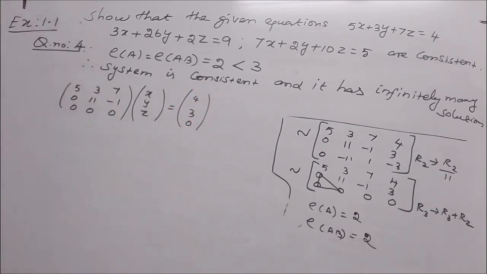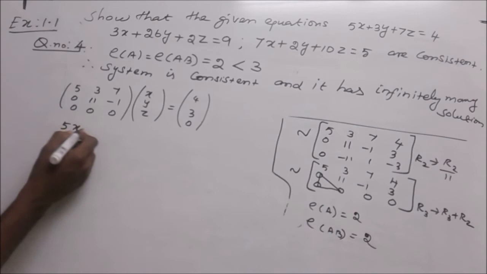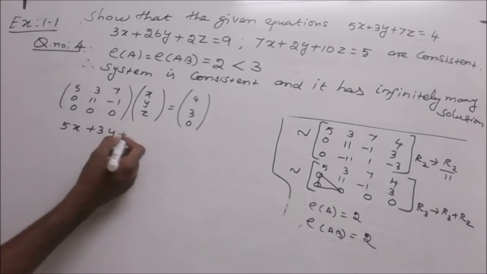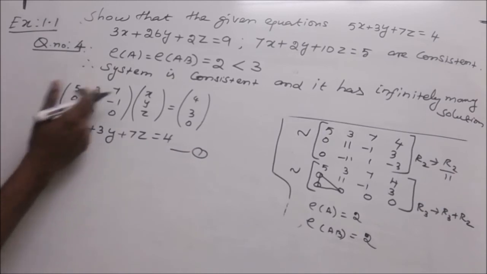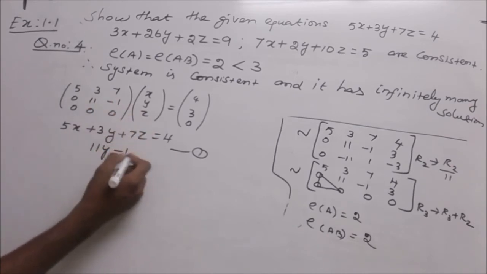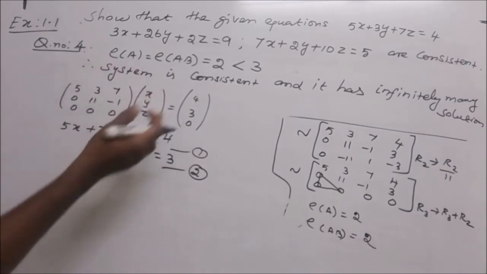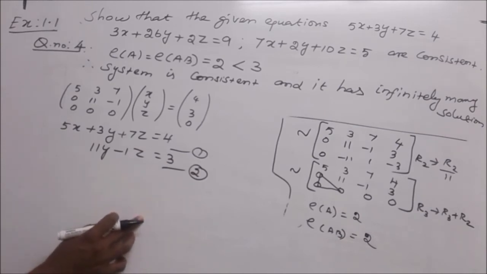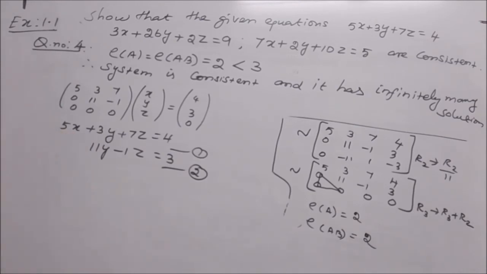Now forming equations from this matrix equation, we get 5 into x plus 3 into y plus 7 into z equal to 4. Let it be equation 1. And the second one, 0x we can omit, 11y minus 1 into z equal to 3. Let it be equation 2. The third one is 0x plus 0y plus 0z, so no equation will be formed. By using these two equations, we should solve and find x, y, z values.